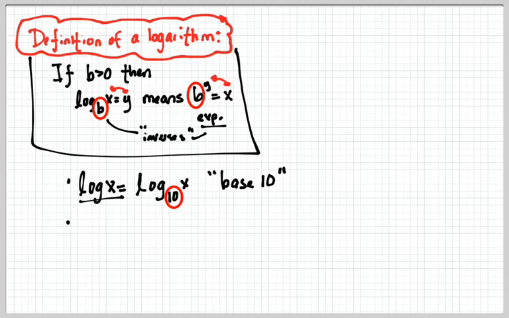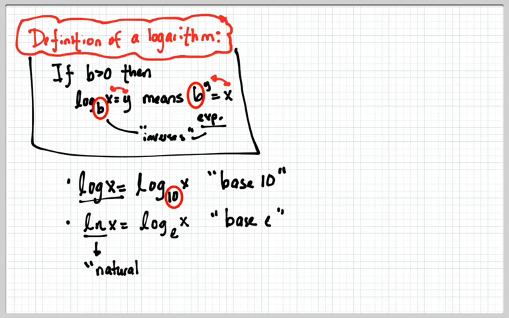The second form we're going to look at is ln of x, which is log base e of x, and we'll learn what e is later. We call this base e, and ln simply means the natural log. We use that a lot in calculus, because you're going to see later in the course, e allows us to do some special things with infinity.